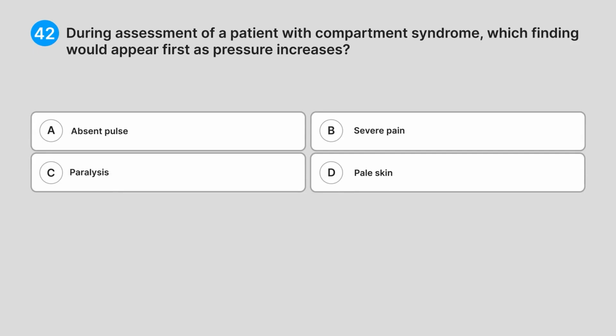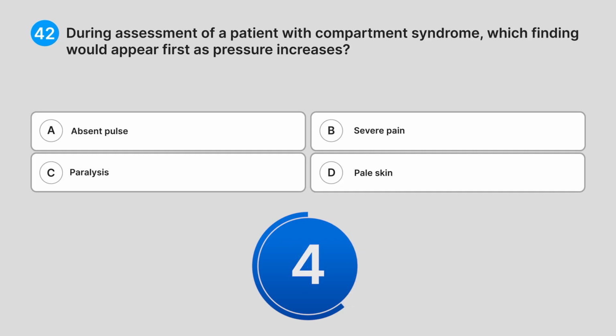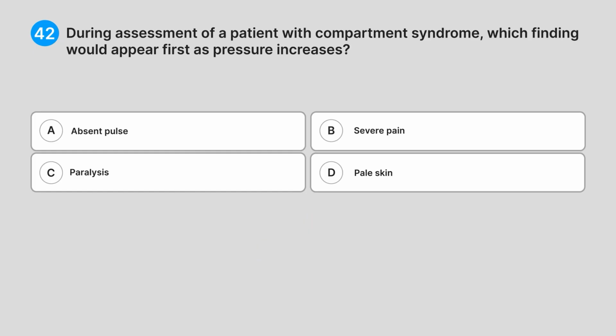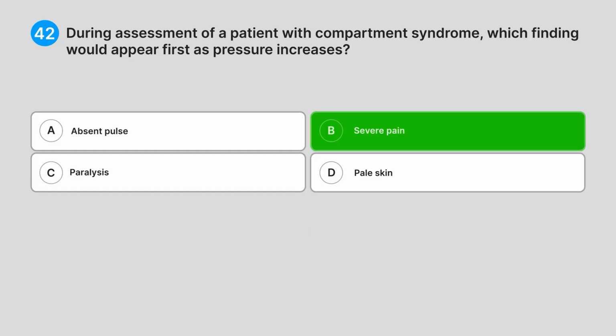42. During assessment of a patient with compartment syndrome, which finding would appear first as pressure increases? A. Absent pulse, B. Severe pain, C. Paralysis, D. Pale skin. Do you know the answer? Correct answer, B. Severe pain.